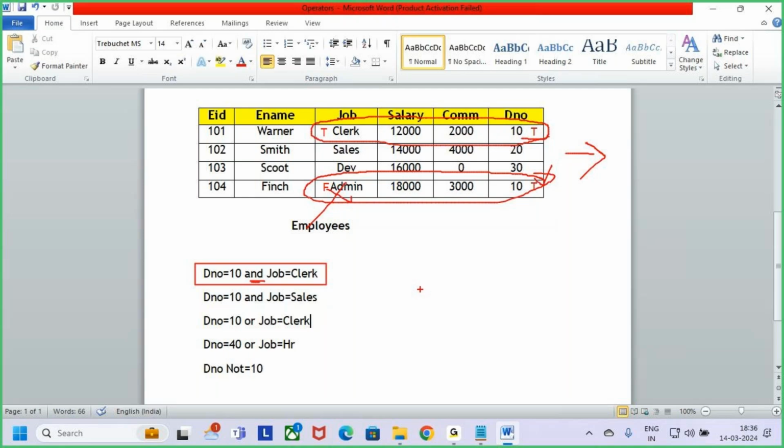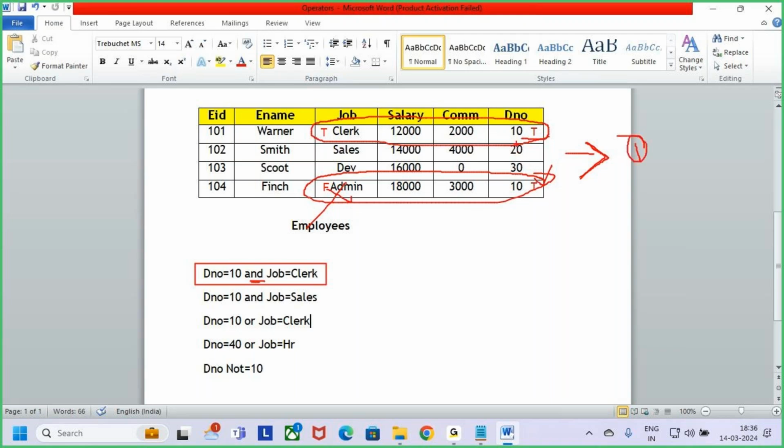I said that AND operator is nothing but what? How many rows will get in the output? One. Yes, madam. Go ahead. Yes, one row will get in the output.